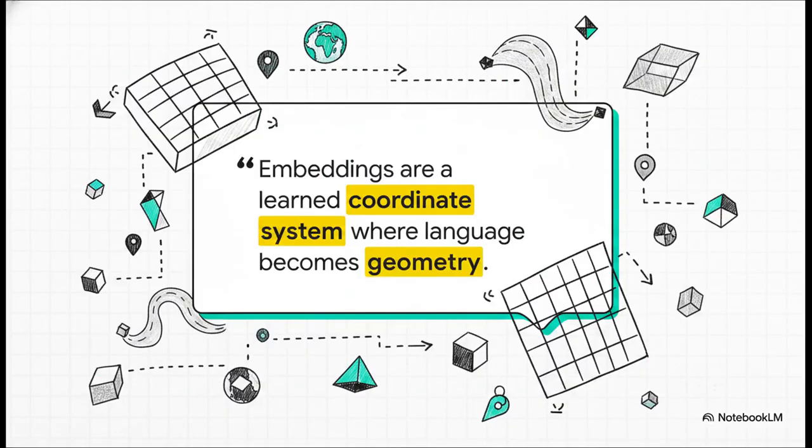So if you're looking for the best way to think about this, here it is. Just forget all the math for a second and picture a vast, multi-dimensional space. Embeddings create a coordinate system, a map, where every single word we know gets its own specific location. In a very real sense, language literally becomes geometry.